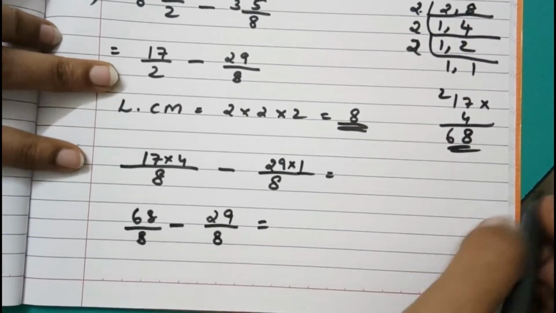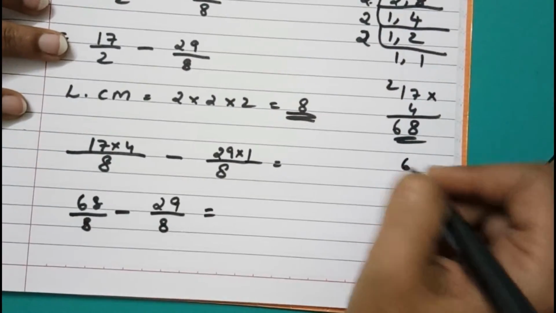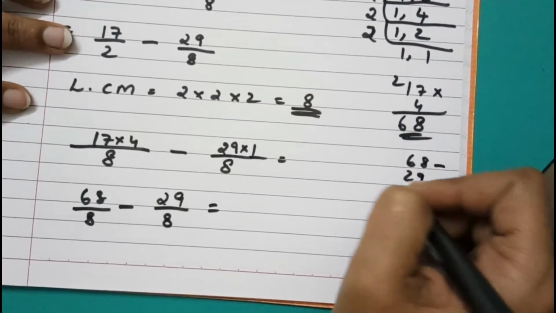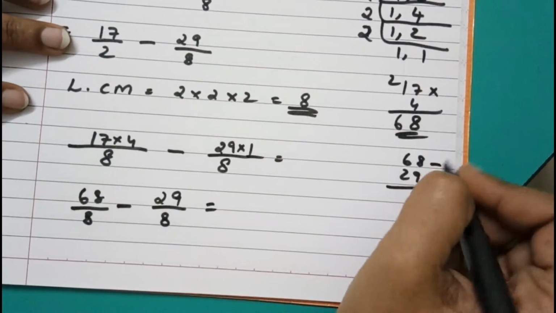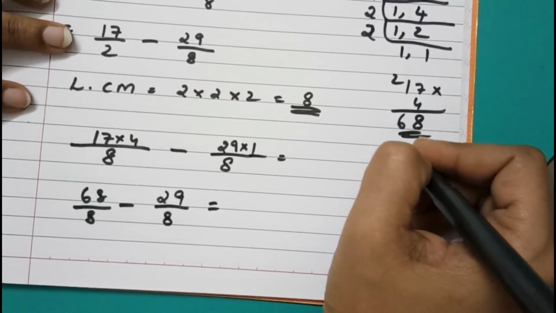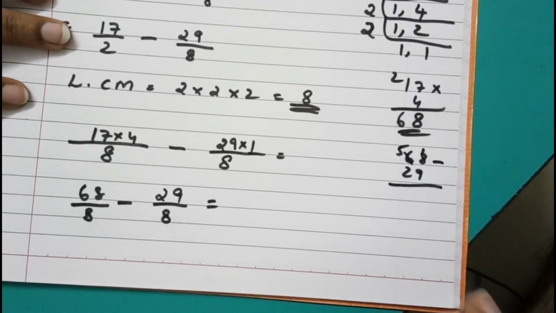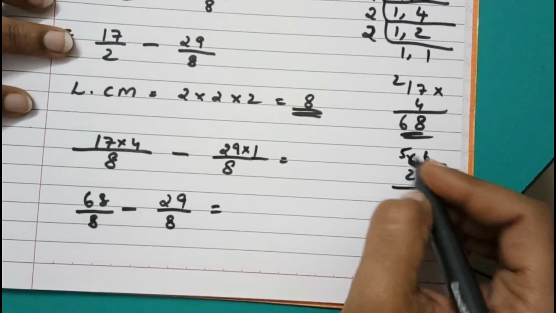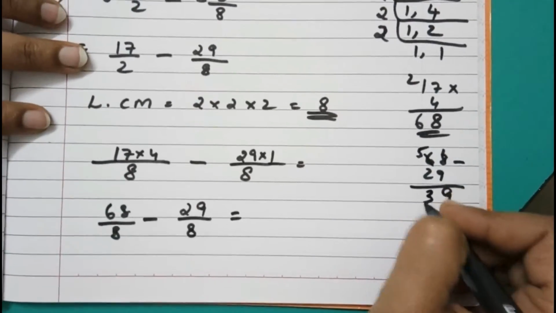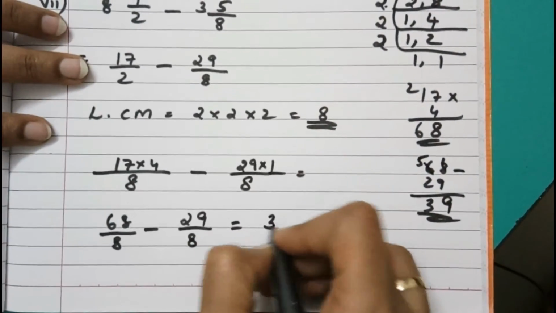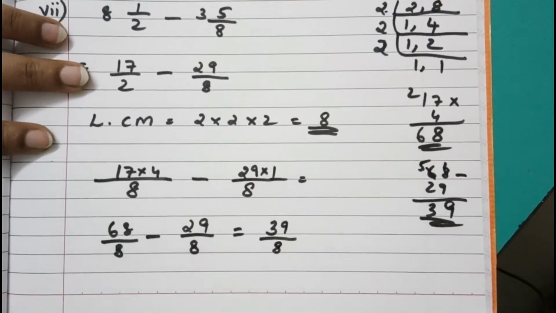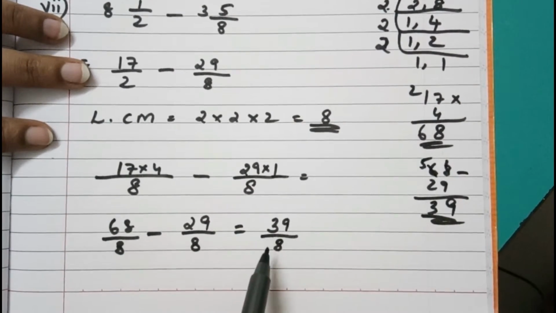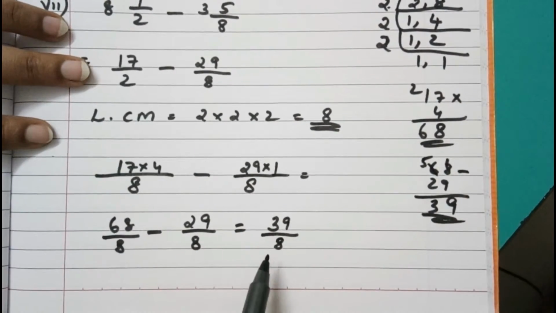Since there is a common denominator, we can find the difference. 68 minus 29. Now since 8 is smaller, we'll borrow. This will become 5 and this will become 18. 18 minus 9 is 9. 5 minus 2 is 3. So what is the answer here? 39 by 8. Now is anything common? Will it get reduced? No.